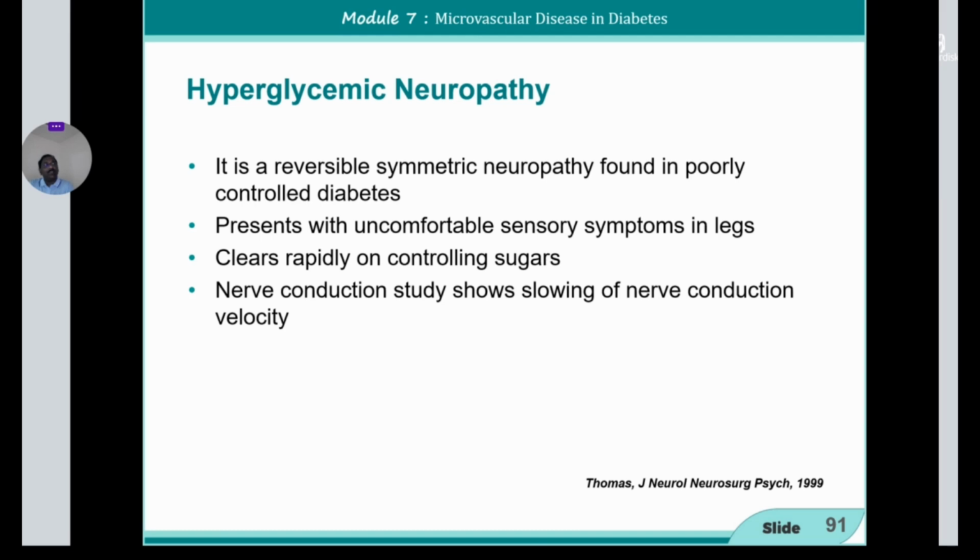See, hyperglycemic neuropathy: even high blood sugars by themselves cause neuropathy. It's a reversible condition because hyperglycemia will be reversed with your interventions. When you start insulin therapy, there will be euglycemia, and because of the euglycemia, this neuropathy will disappear. So it is a reversible symmetric neuropathy found in poorly controlled diabetics. It presents with uncomfortable sensory symptoms in the legs. The difference between hyperglycemic neuropathy and diabetic amyotrophy is that in diabetic amyotrophy it may mostly be unilateral, whereas here it is bilateral. It clears rapidly on controlling the sugars. Nerve conduction study shows slowing of nerve conduction velocity.